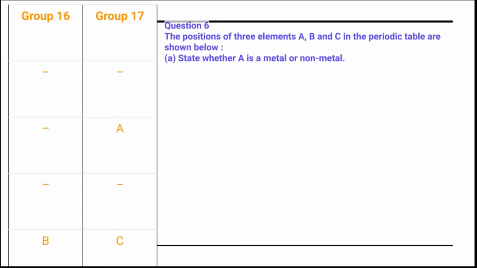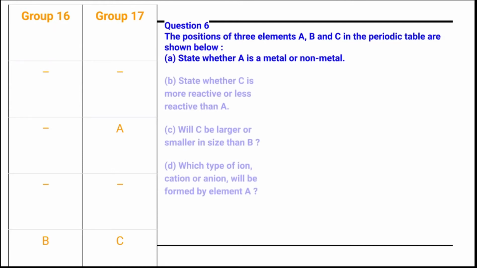Next question, here we have two groups, group 16 as well as group 17 with some vacant places. Let's see the question. The positions of elements A, B, C in the periodic table are shown below. Question part A is, state whether A is a metal or non-metal. B part, state whether C is more reactive or less reactive than A.